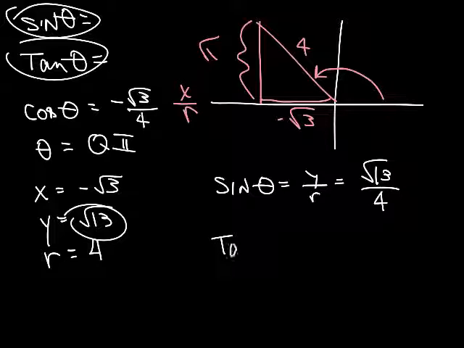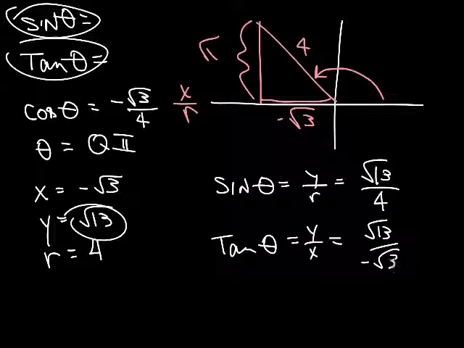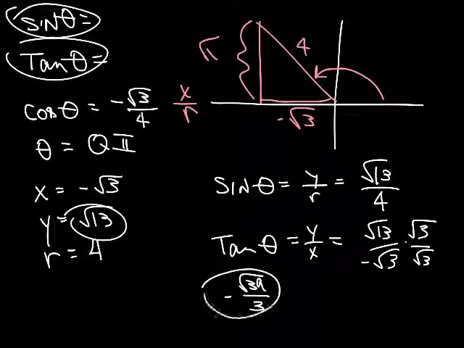They also asked me to find the tangent of theta. Tangent of theta is y over x. And that is, my y value is square root of 13, my x value is negative square root of 3. And then all I have to do is multiply top and bottom by the square root of 3 to get rid of that square root of 3 symbol. Square root of 13 times the square root of 3 is the square root of 39, and that's going to be over 3, and it's going to be negative. So there is my tangent of theta. There is my sine of theta, given just some basic information there.